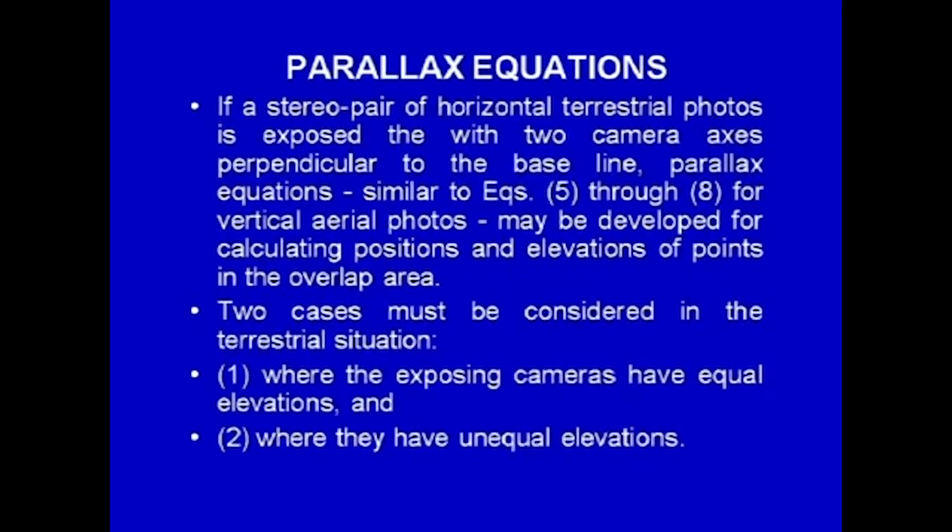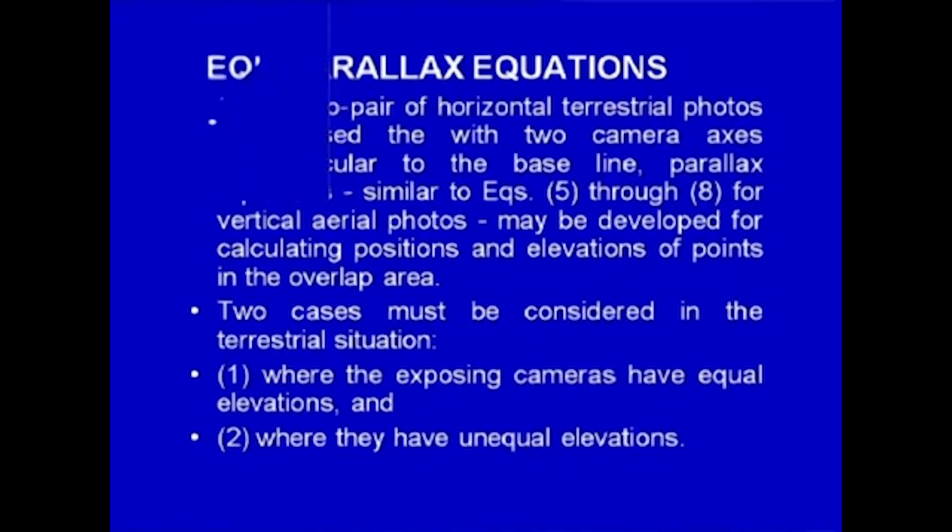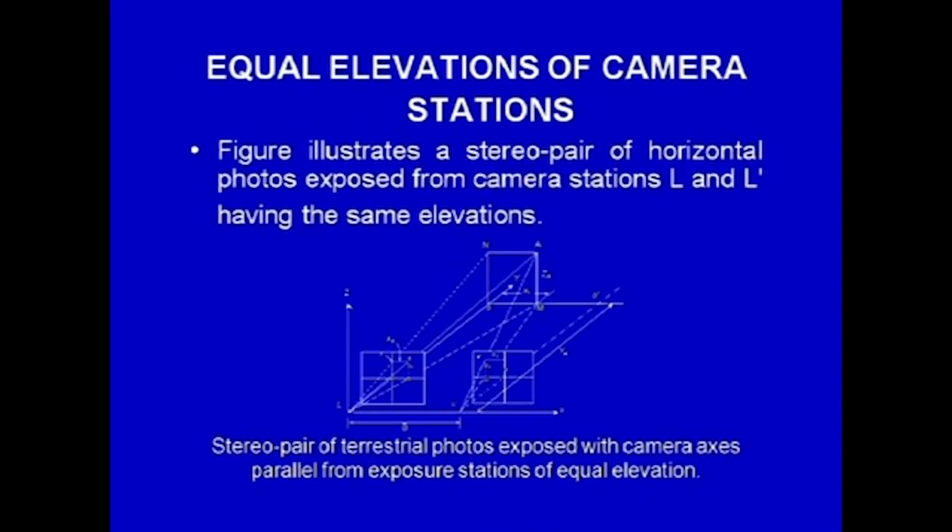Now, let us look at how we determine the parallax equations. If a stereo pair of horizontal terrestrial photos is exposed with 2 camera axes perpendicular to the baseline, parallax equations similar to equations 5 through 8 for vertical aerial photos may be developed for calculating positions and elevations of points in the overlap area. Here, 2 cases must be considered in the terrestrial situation. First, where the exposure cameras have equal elevations, and second, where they have unequal elevations. So, let us look at the first case where equal elevations of camera stations is considered.